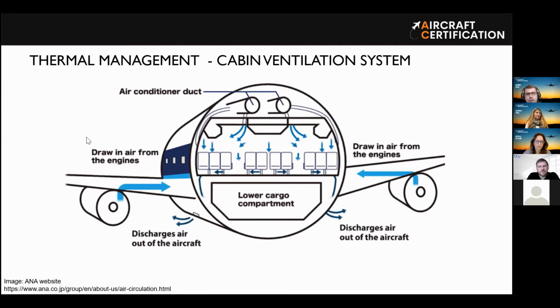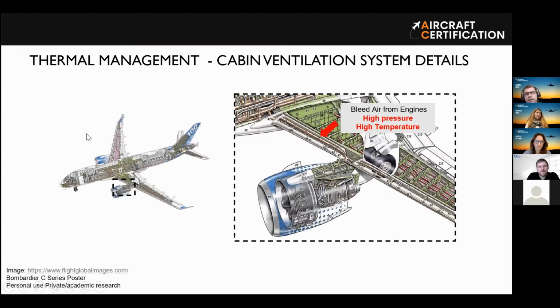Okay. So just to give you a little bit more details on how this system operates, I'm using this aircraft as an example. We can see here the engines, and you can see here the ducts. Through those ducts, the high pressure and high temperature air will be taken from the compressor, and it will go to the air conditioning machine.